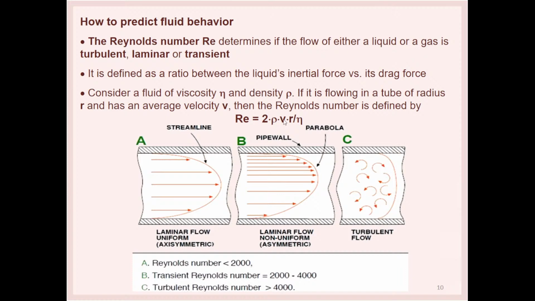In tubes, it is found experimentally that if the Reynolds number is less than 2000, flow is laminar. If the Reynolds number is greater than 4000, flow is turbulent. If the Reynolds number is between these two, 2000 and 4000, the flow is unstable, that is, it may change from laminar to turbulent or vice versa.